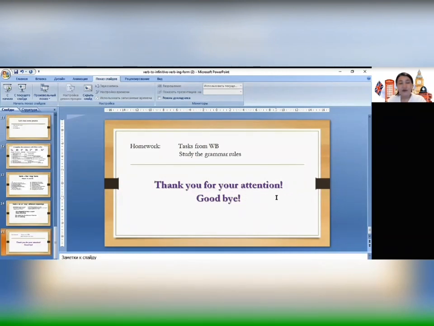Take the homework. Your homework will be tasks from the workbook, and you study all the grammar materials, all the grammar rules. Try to remember all of them.